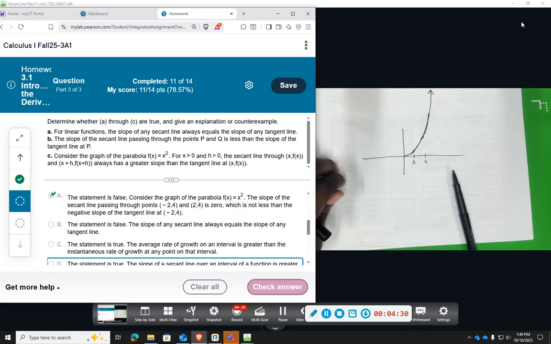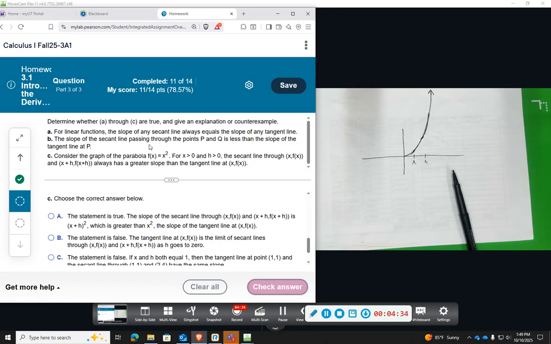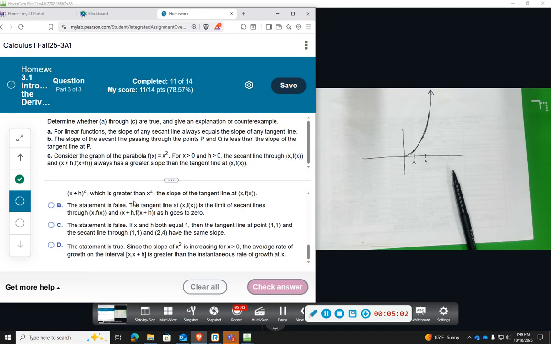Let me make sure I'm reading this correctly. Consider this parabola, the secant line through x, f of x, and x plus h, so whatever h is, if I go a little bit further, always has a greater slope than the tangent line at x, the smaller point. So yes, if I just did the tangent line at this point versus this point to there, the secant line will have a greater slope. So that statement will be true.